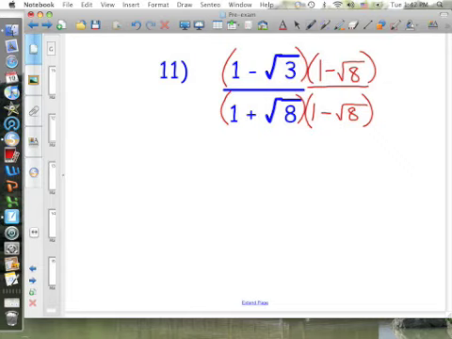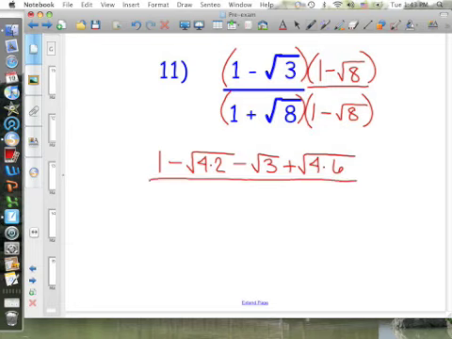In the numerator, when I do FOIL, I have 1 times 1 is 1. My outer terms, 1 times negative square root of 8 is negative square root of 8, which is this. My inner terms give me negative square root of 3, and last times last is positive square root of 24, which is this. I'm getting ready to reduce. That's why I'm separating into perfect squares and not. The denominator, first times first, is 1. Outer and inner cancel. That's the whole point. And last times last is -8.